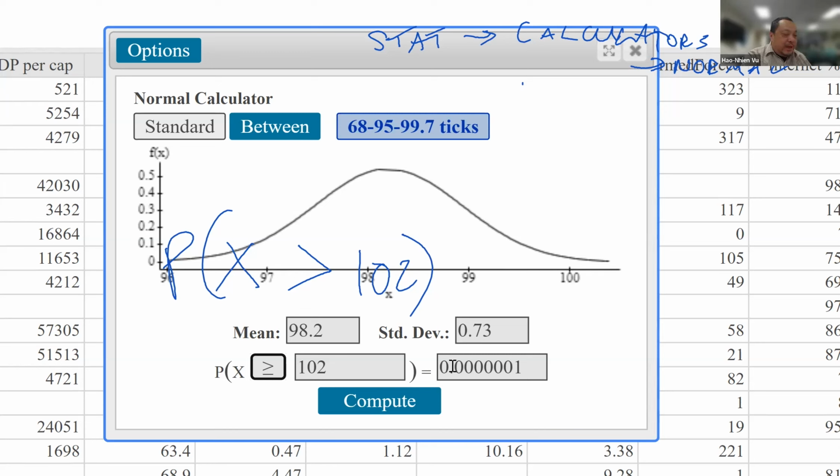The answer is some tiny probability, 0.00000001. It's very, very rare that someone that's healthy would have temperature of 102. That's why when you have 102, you worry because you're no longer healthy, right? So going back to our notes.